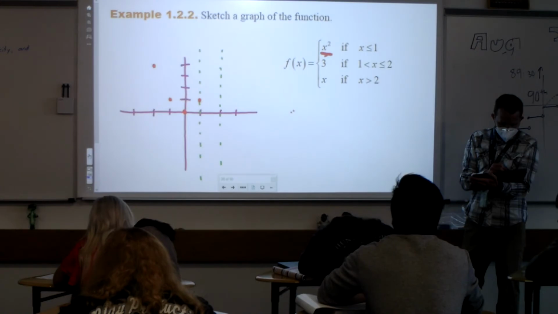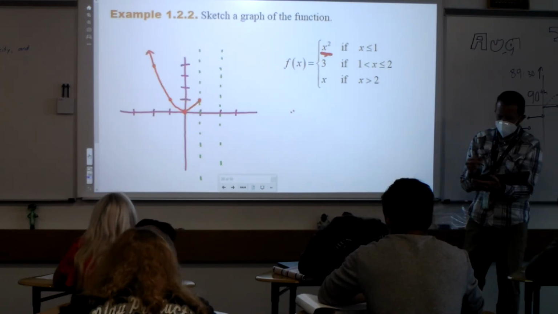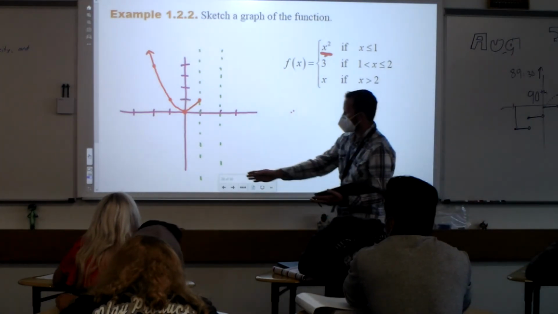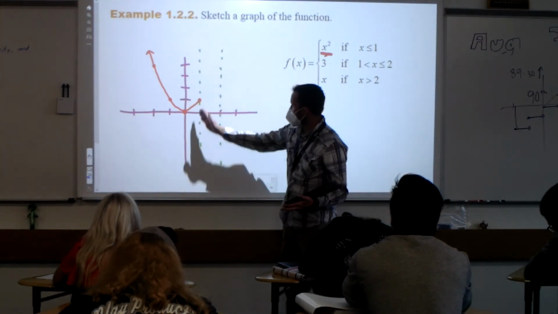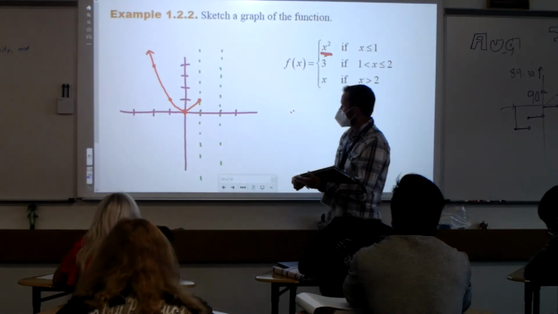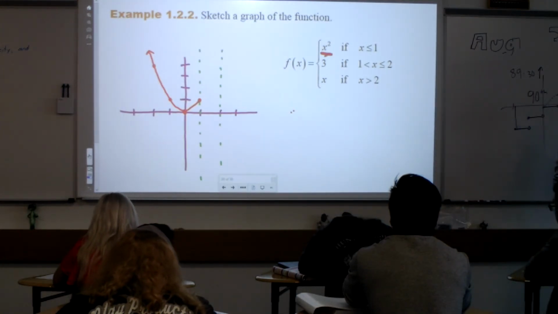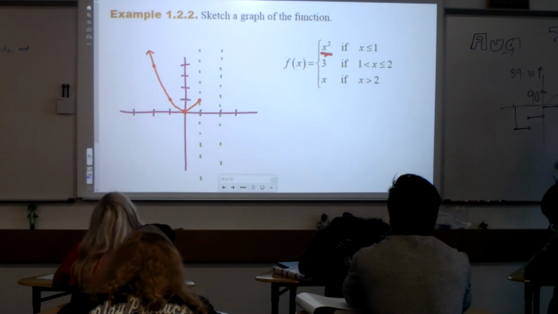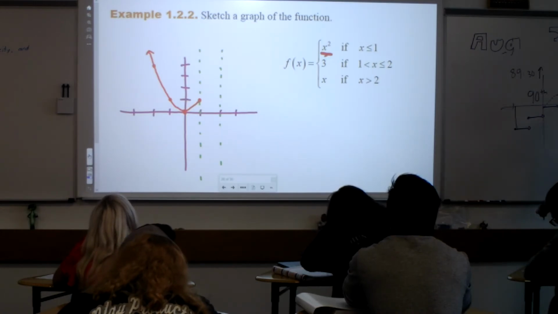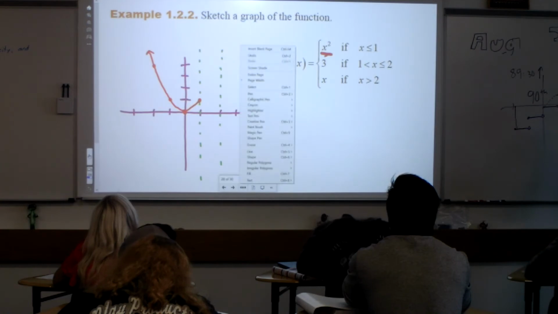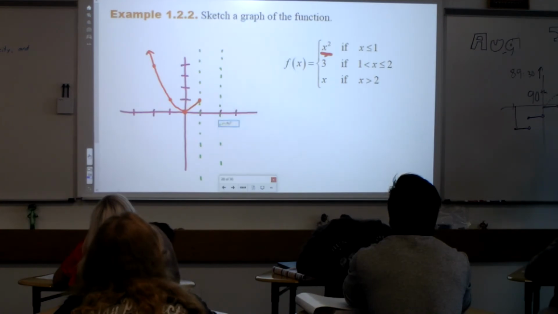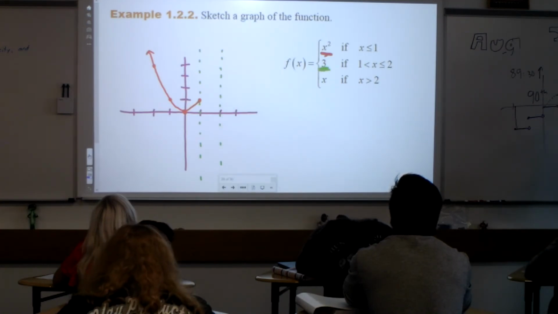Alright, so what we have here, this is x squared, but we're only using this when x is less than or equal to 1. So what I did was I kind of drew these, we're having a change here at 1, we're having a change at 2, and we'll kind of go from there. Alright, great, so then Michaela, after that, what's going on next? 3. And for which x values do we see that?